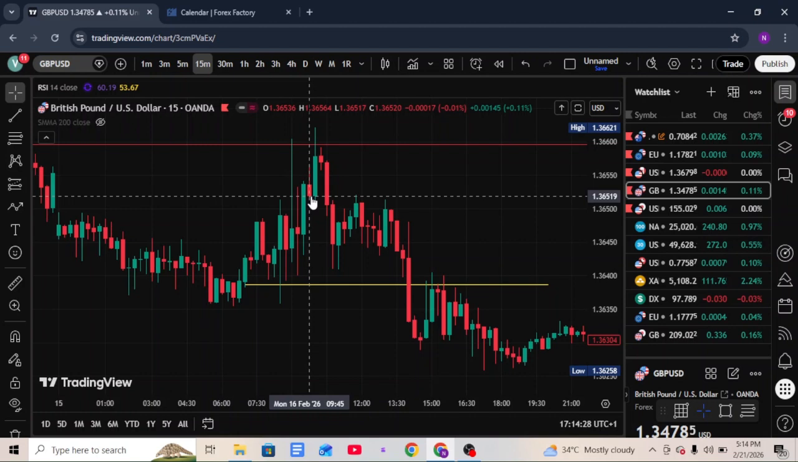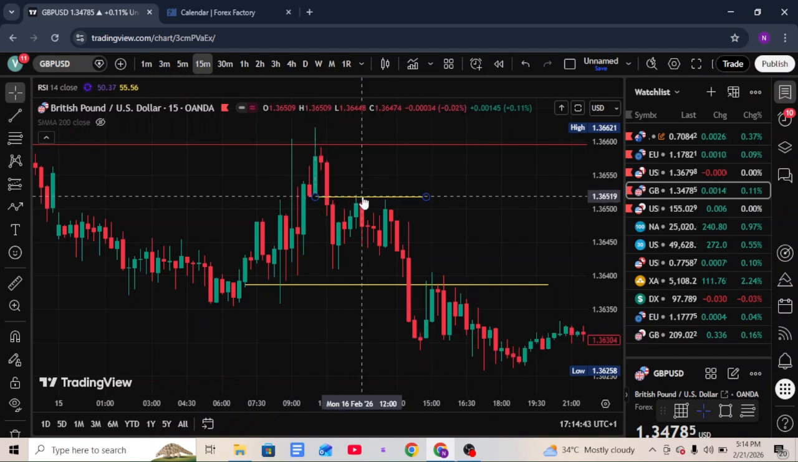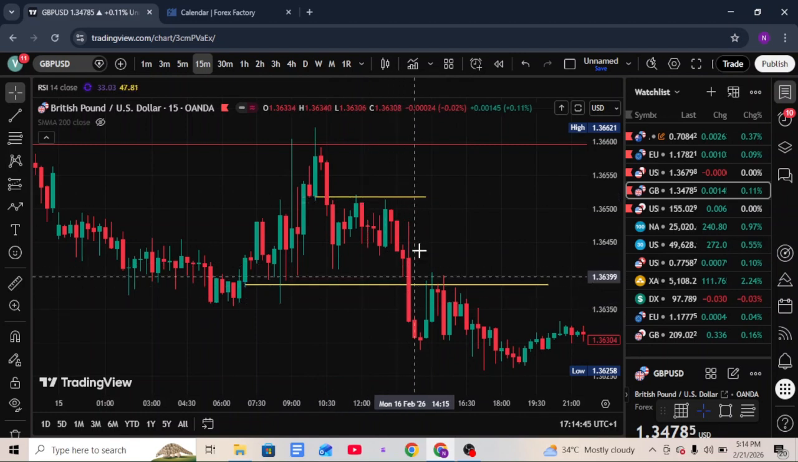Right here was 15 minutes. Can you see? Right here, when you took out this high, we had this 15 minutes. We also had the change state of delivery on the 15 minutes. Price, we tested it and down we go.